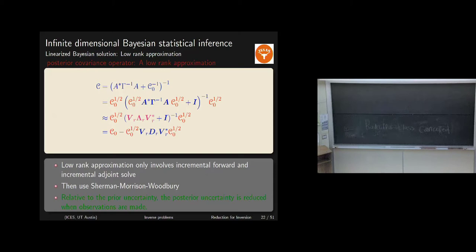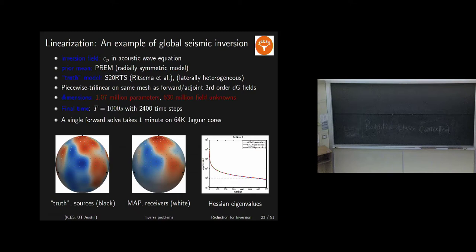And here's what we do for a quite large scale problem, where we have 1.07 million parameters, U. Remember, U is what we are going to invert for, and this dimension is 1.07 million. And the W, remember, the solution of the PDE is 633 million degrees of freedom. With 1,000 seconds, with 2,400 time steps, you see that even on 64,000 processors, it requires 1 minute for the PDE solve. Just one PDE solve takes 1 minute on 64,000 processors.